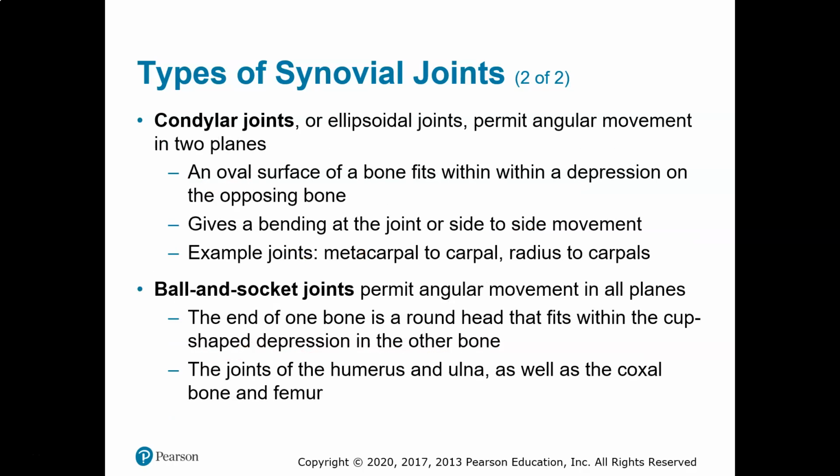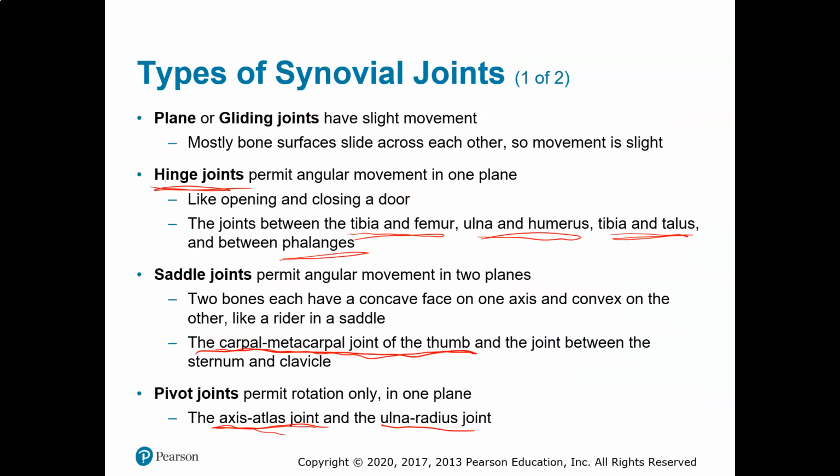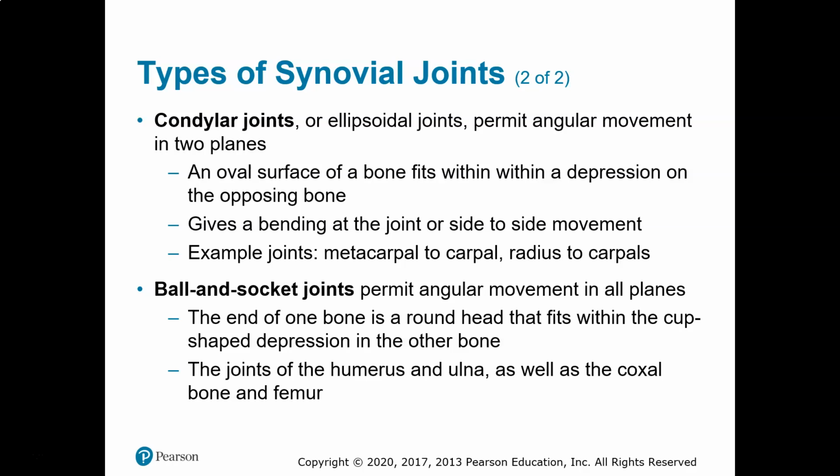Condylar joints or ellipsoidal joints permit movement in two planes. It allows a bending at the joint or side to side movement. Like the radius to the carpals. I think we saw this. I think there was a picture and I didn't really go over it that much. When you abduct and then adduct your wrist, that is an example of a condylar joint or ellipsoidal joint.